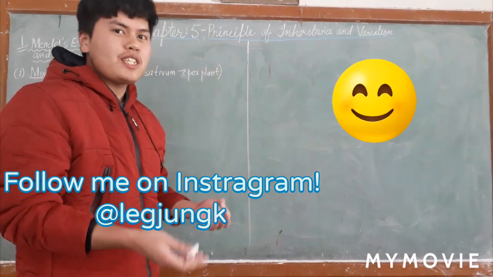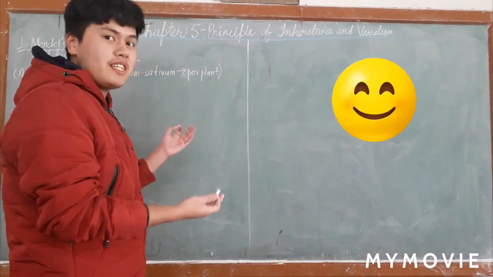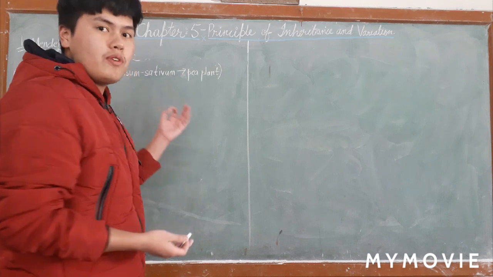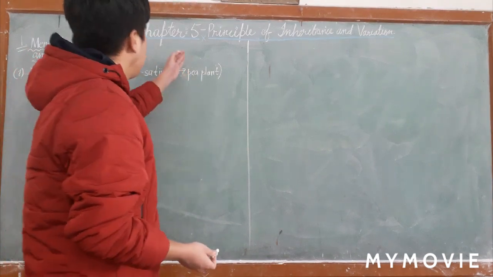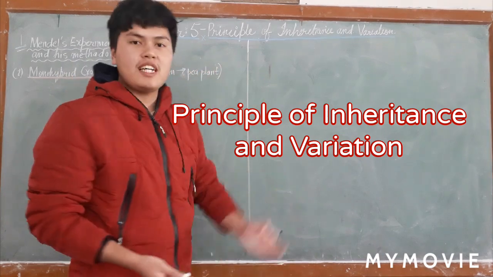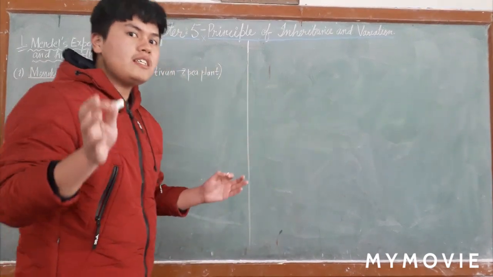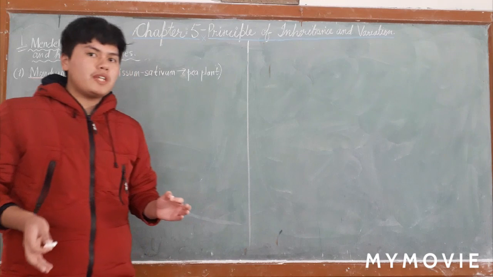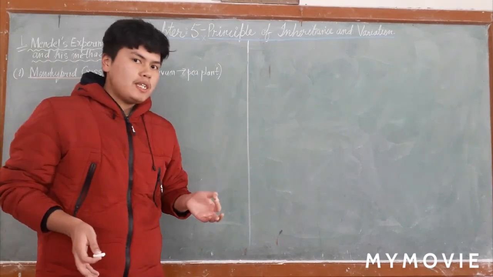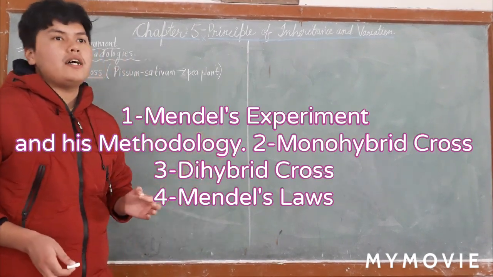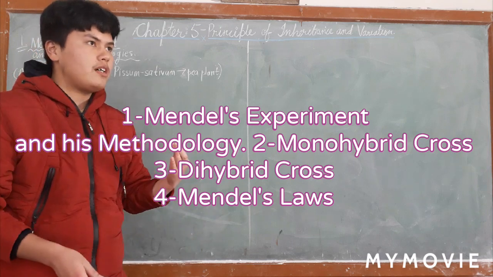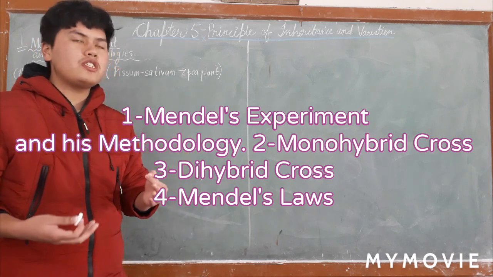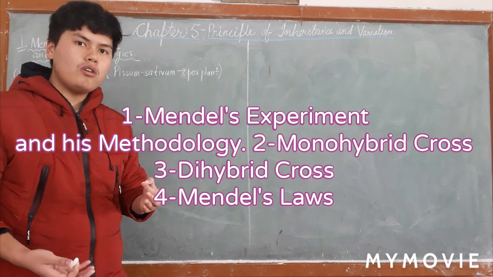So today we are going to start a new topic, or you can say the new chapter of class 12 biology from the portion of genetics, that is chapter number 5, principle of inheritance and variation. So today in this lecture I'm going to be covering Mendel's experiment, his methodologies, and of course monohybrid and dihybrid cross. And if I get time, I will also finish the exceptions to Mendel's law.